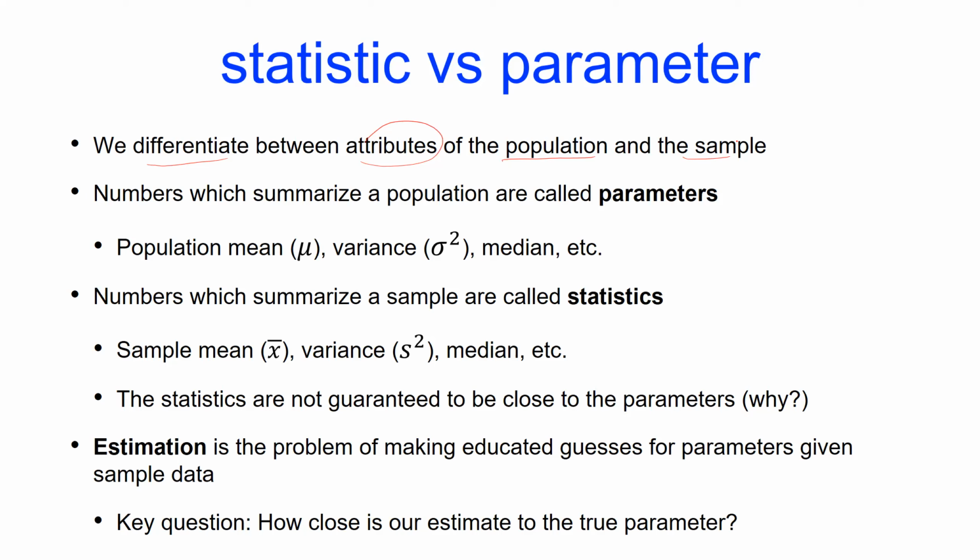Okay. So first, the definition of parameter. What is a parameter? The numbers which summarize a population are called parameters. So those are the fact numbers, which usually we do not know. For example, population mean, right? Population variance, population median. So those are the parameters.